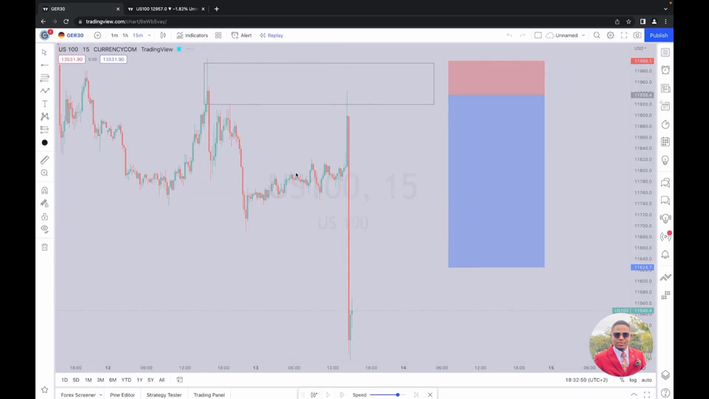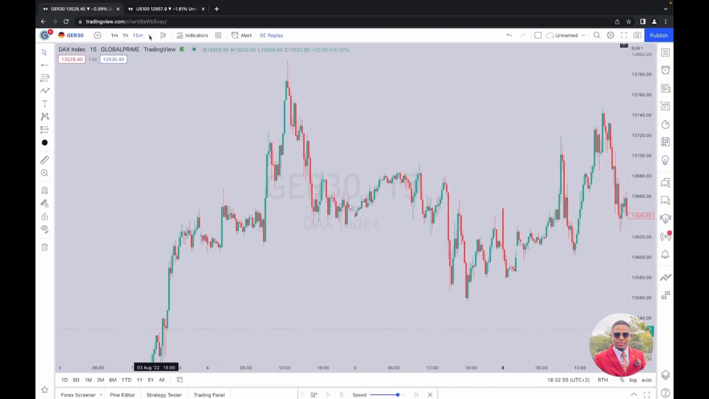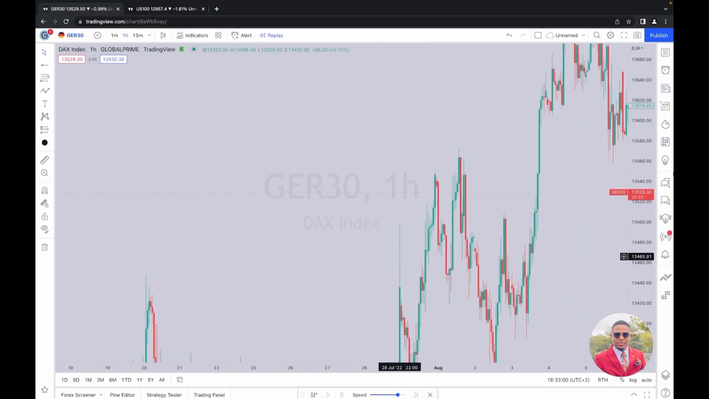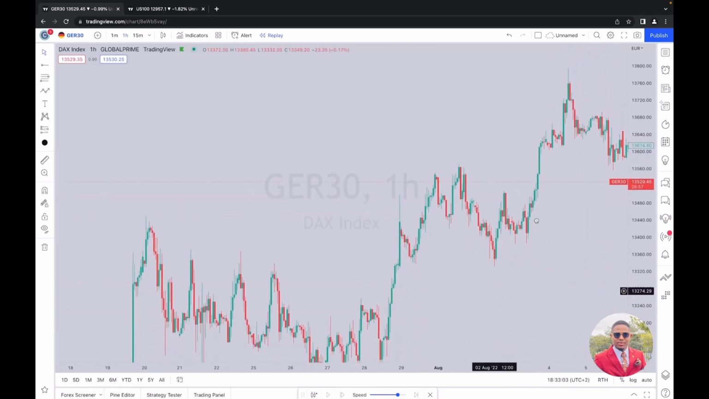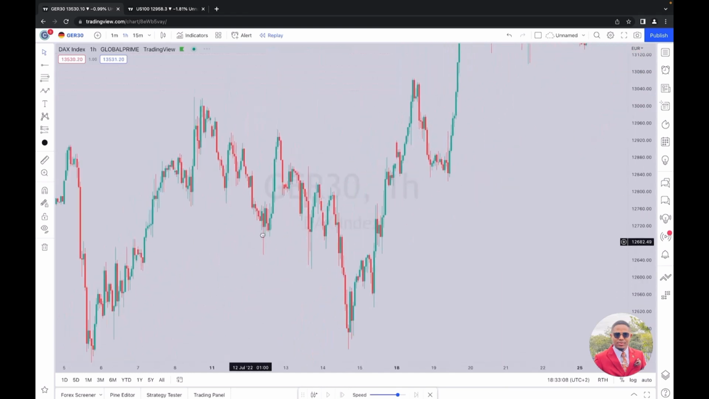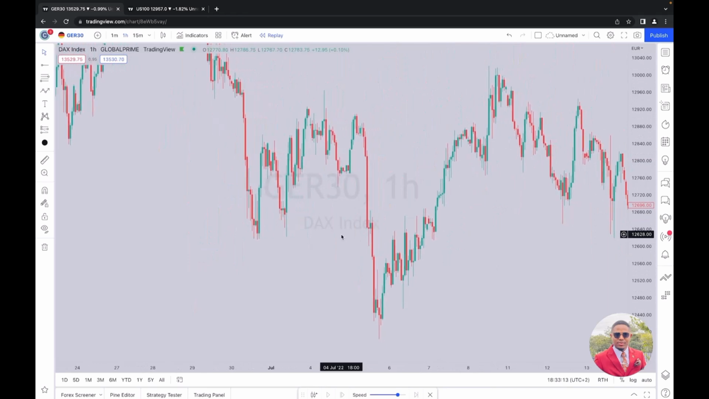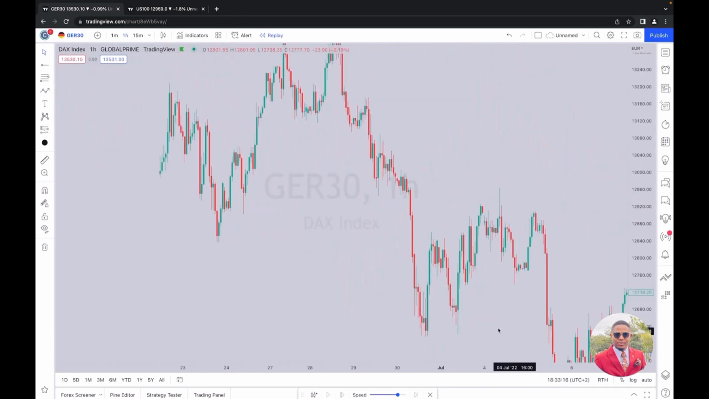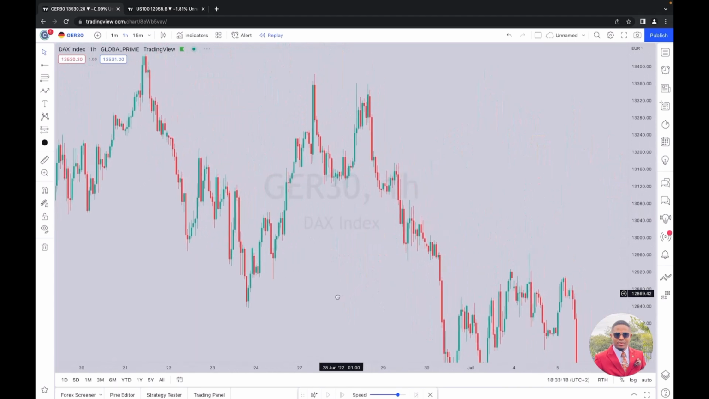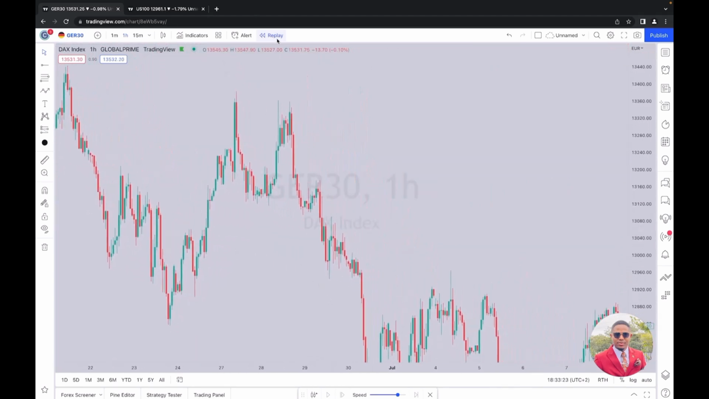We're going to go to German 30. That was Nasdaq. We're going to go to German 30. Just a quick one right here so that you can see another example. Let me just get another example on a sell order block again. I just want to find a nice one. Okay, so in this example, we're going to get this one.